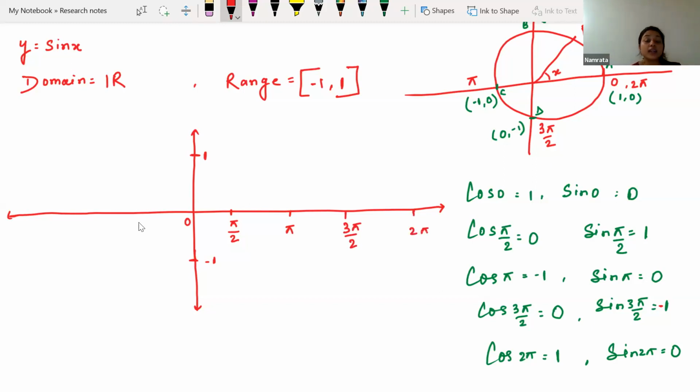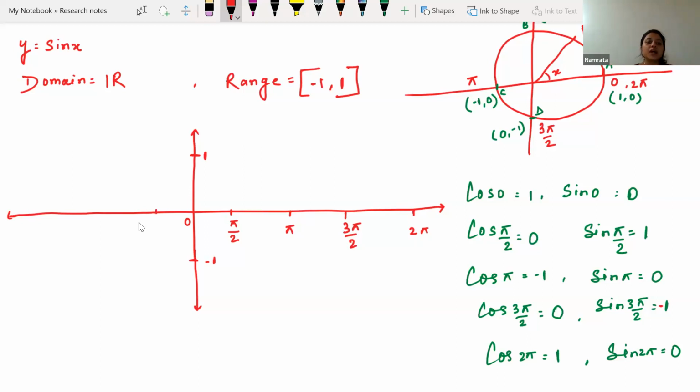And it's not ending at 2 pi. After 2 pi also, it will keep on repeating itself. There will obviously be angles larger than 2 pi, and again the graph will repeat itself, because in the unit circle the values are repeating themselves. Okay, that's why I am going to plot it till 2 pi.